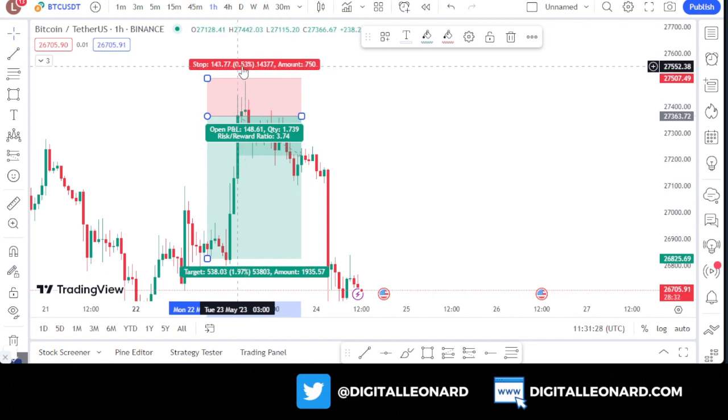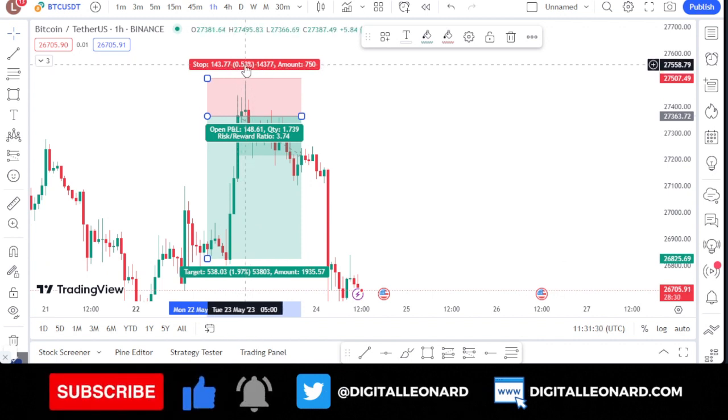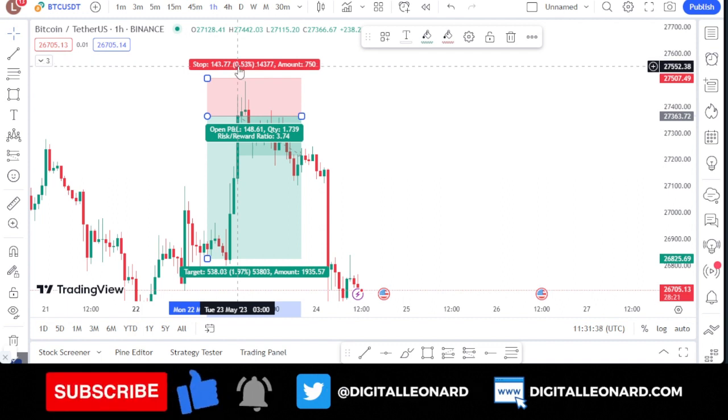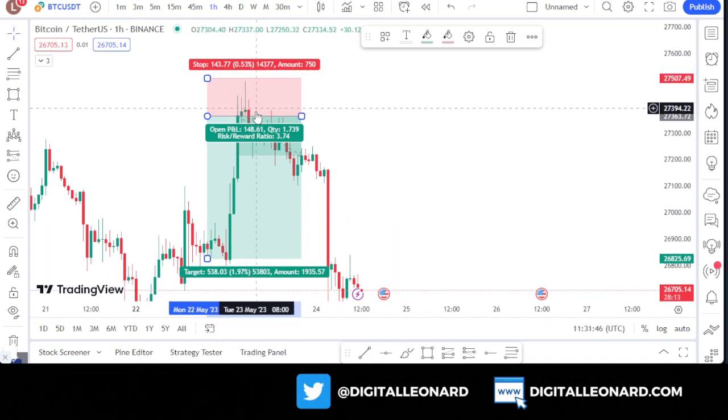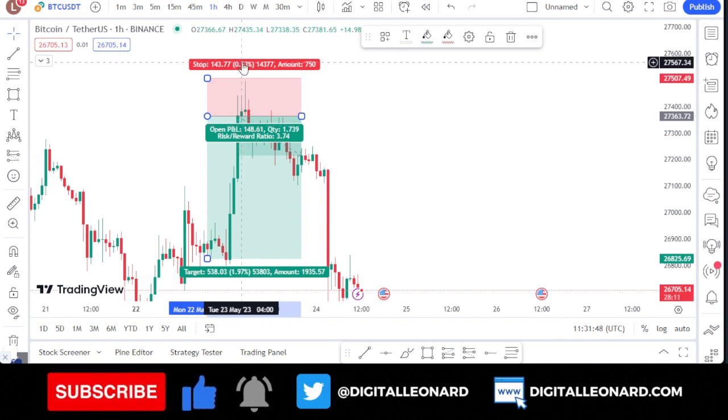In the red column here, you see 0.53, means that I'm risking 0.53. Now this 0.53 is without leverage, this is on spot trading actually. If I'm trading with leverage, I will now multiply 0.53 by 10. For instance, if I'm using 10x leverage, I will multiply this by 10. If I'm using 5x leverage, I will multiply this by 5. So whatever it gives me, that is what I'm losing.